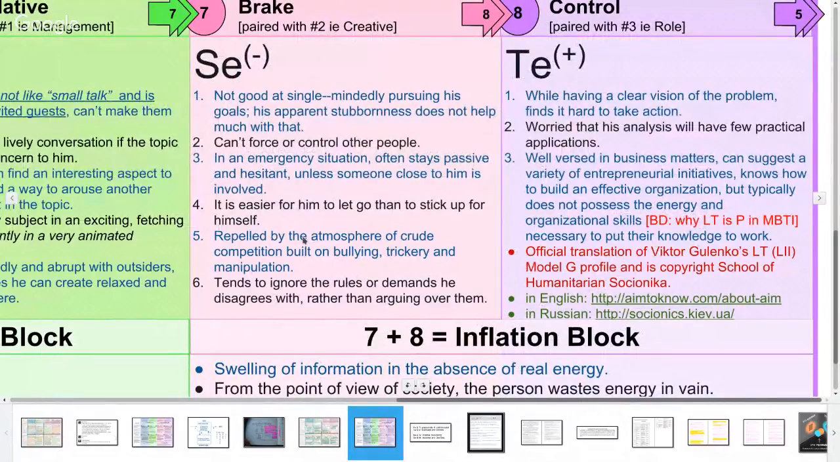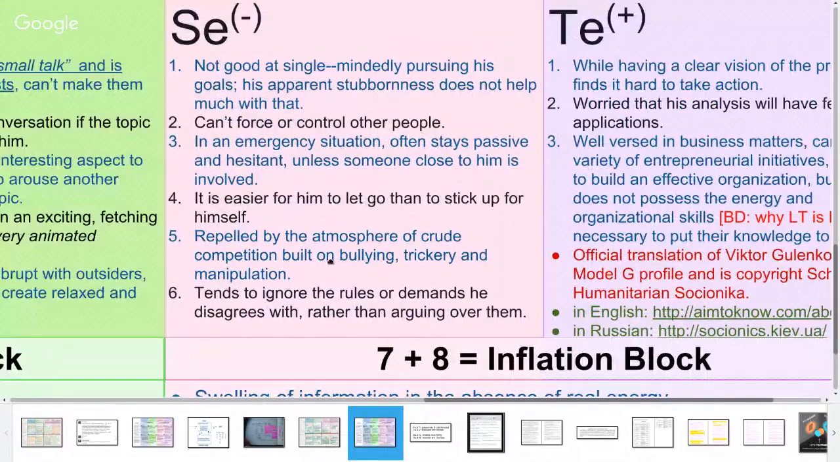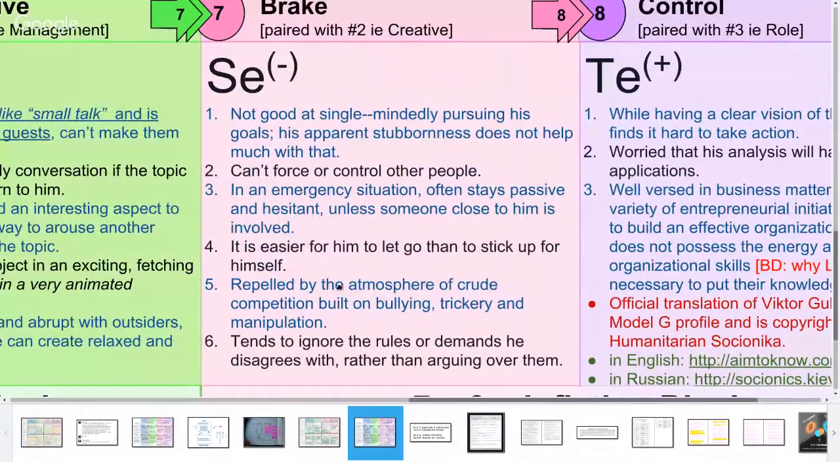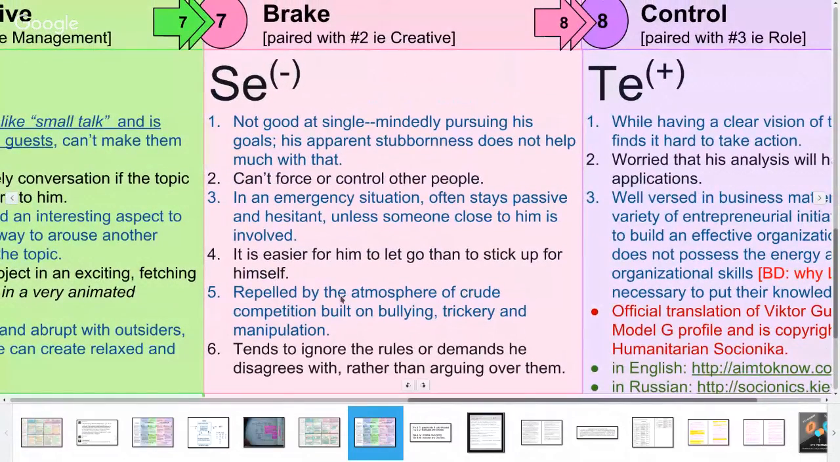Can't force or control other people. Well, they can, but it's so ham-fisted and overdone that it is likely to be blowback because it's all or nothing. It's too much.